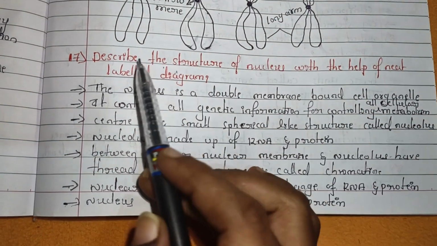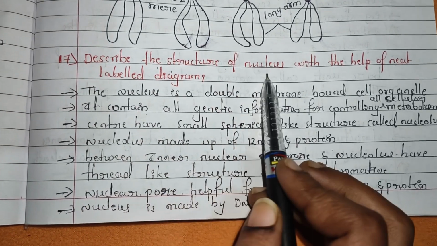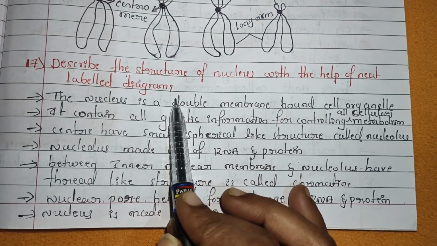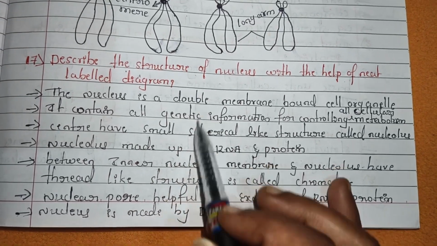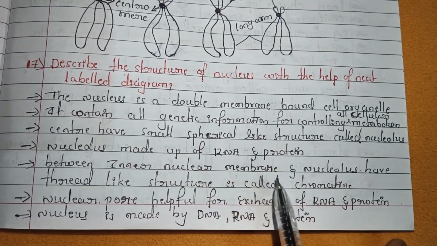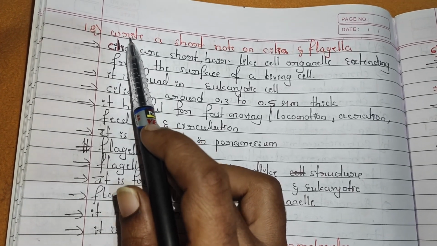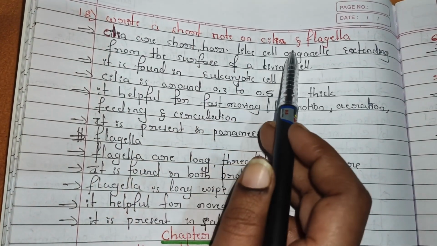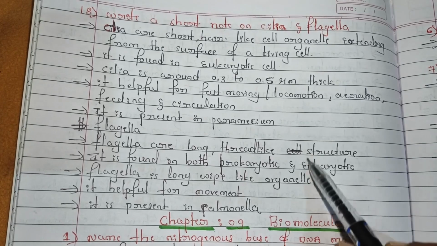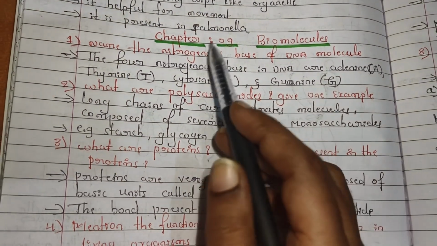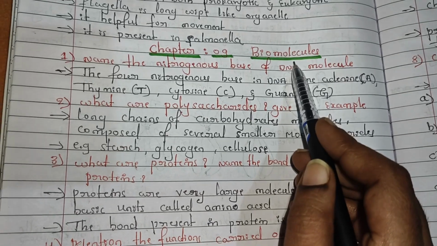Next question, 17th question, describe the structure of the nucleus with the help of a neat labelled diagram. These are the nucleus points, you can read them. The last question from the cell structure and function chapter is, write a short note on cilia and flagella. These are the cilia and flagella points, you can read them. Next chapter, chapter number 9, biomolecules.